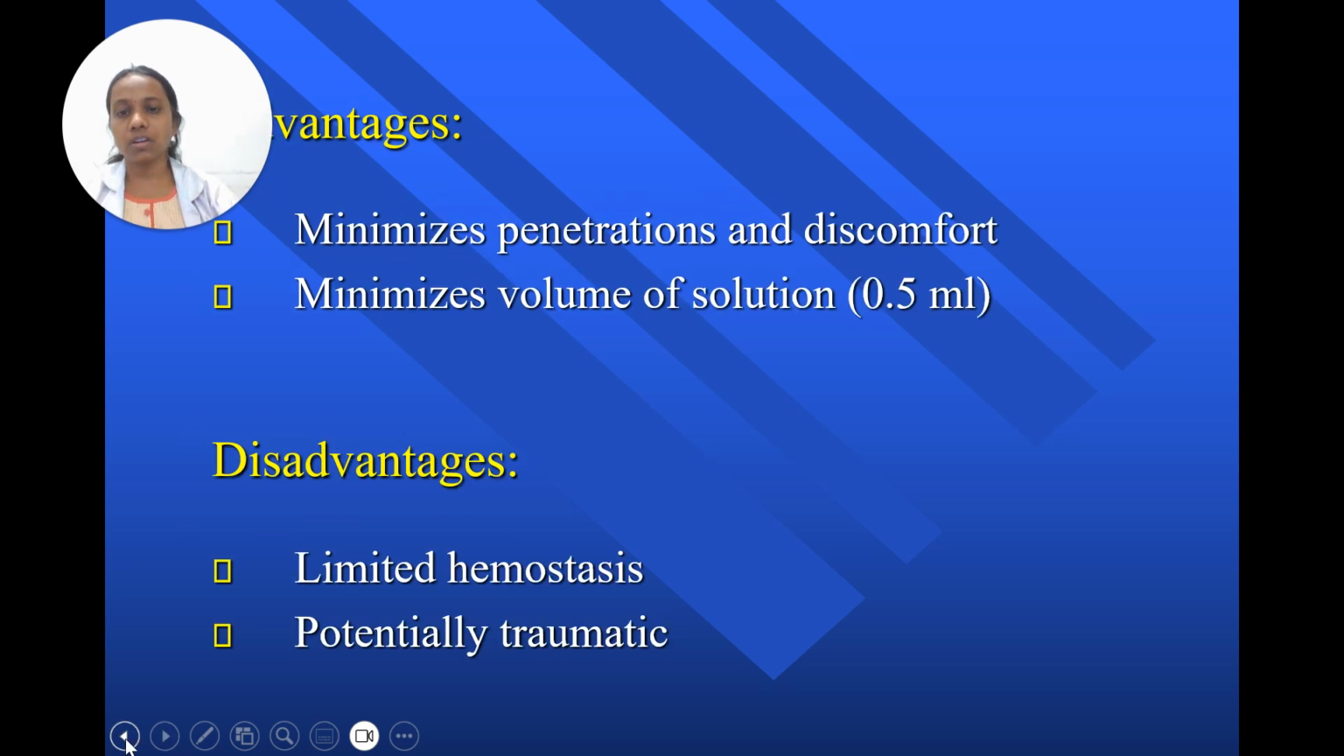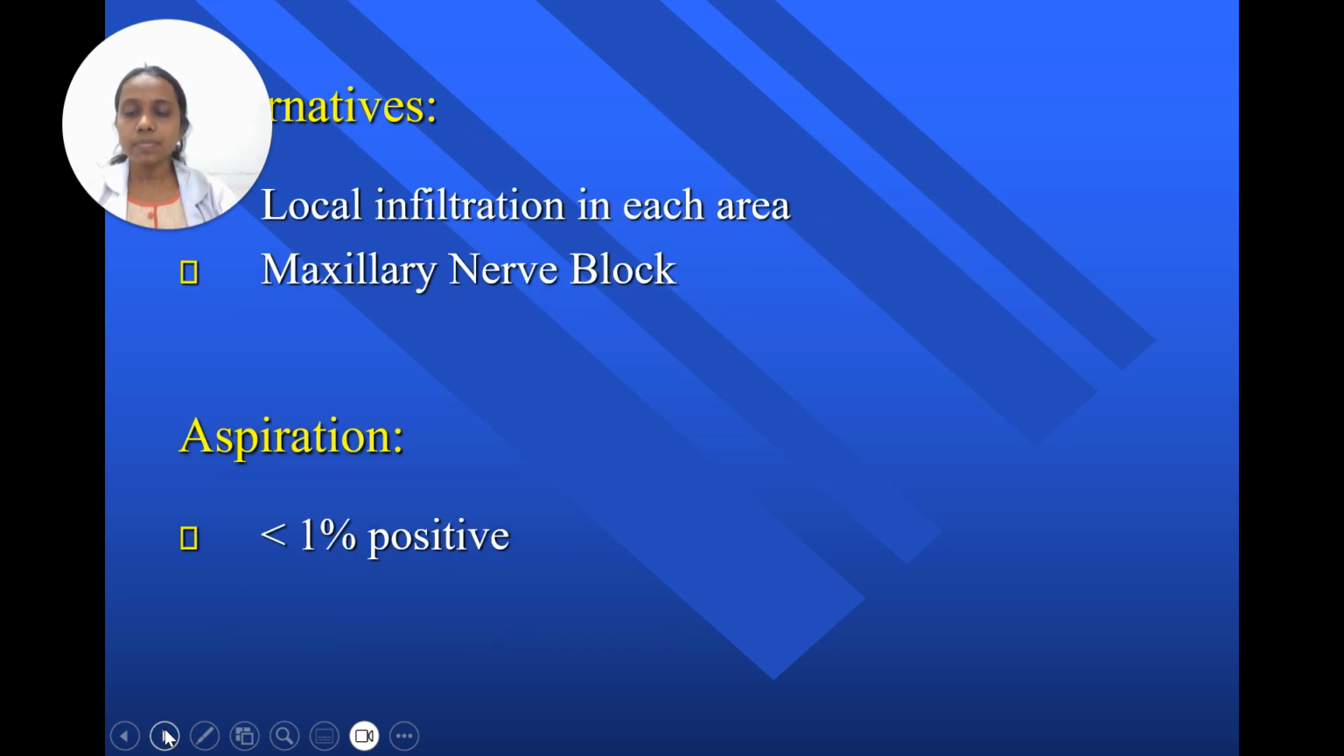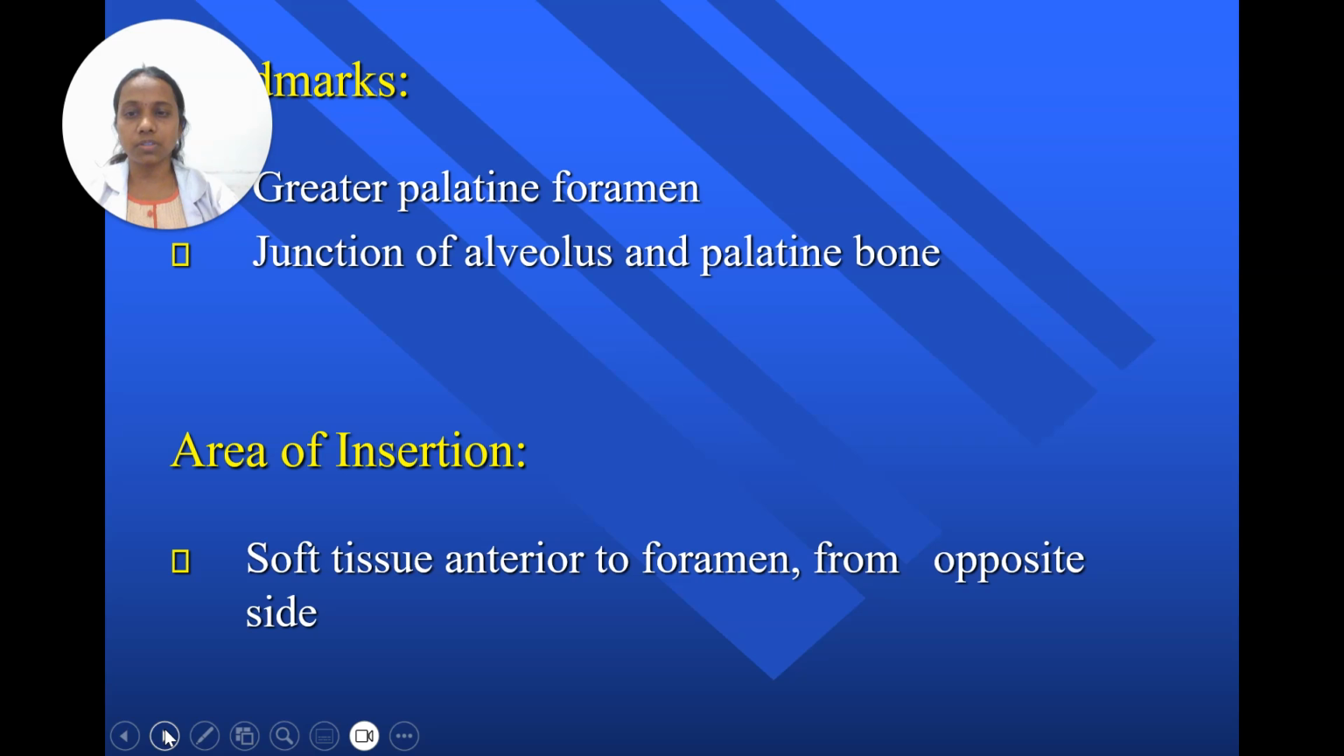The disadvantages are that it provides limited hemostasis since the local anesthetic agent is given far away from the area of surgery, and it is potentially traumatic as the palatal mucoperiosteum is quite dense and tightly adherent to the underlying bone. The alternative techniques are local infiltration in each area and the maxillary nerve block. Aspiration chances are less than 1%. The landmark to be identified is the greater palatine foramen.